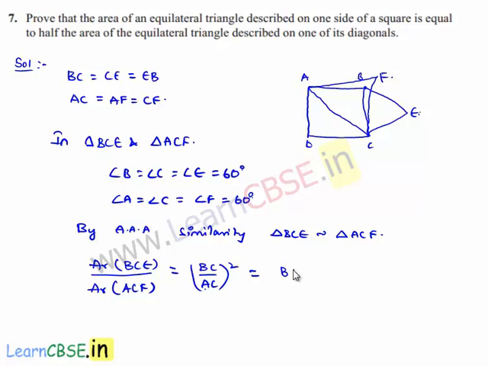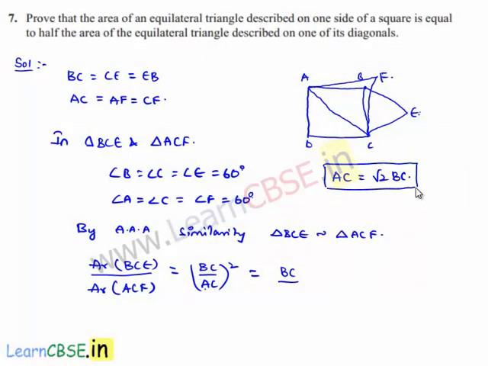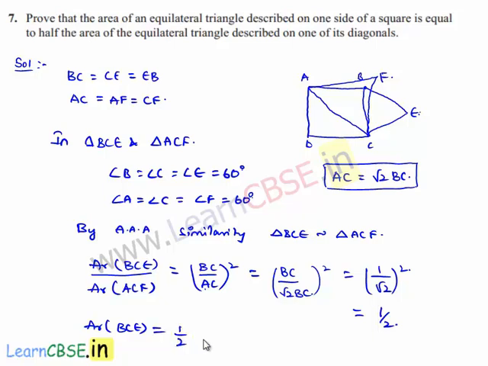BC, let it remain as it is, by, we know that the diagonal of a square is nothing but root 2 times its side. So we can say AC is equal to root 2 times BC. So let us substitute that, root 2 BC whole square, that is equal to BC and BC in numerator and denominator will be cancelled, and 1 by root 2 whole square will be left. 1 by root 2 whole square is nothing but half. So here we got area of triangle BCE is equal to half times area of triangle ACF.